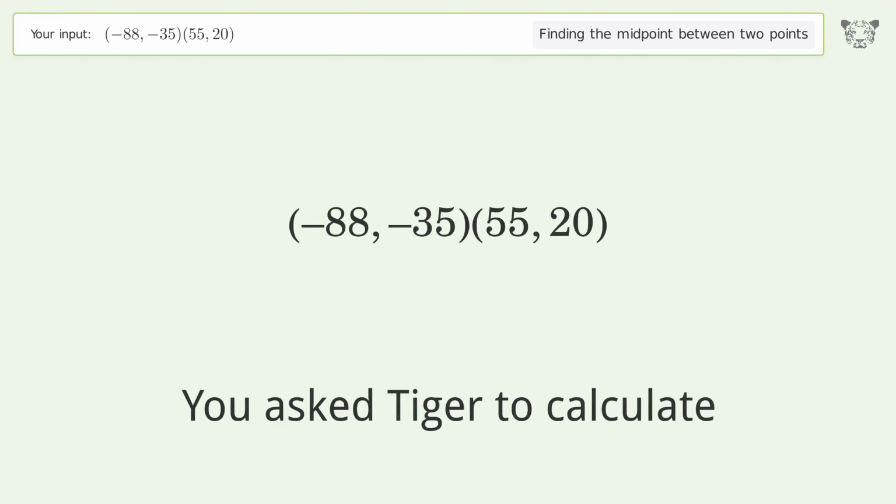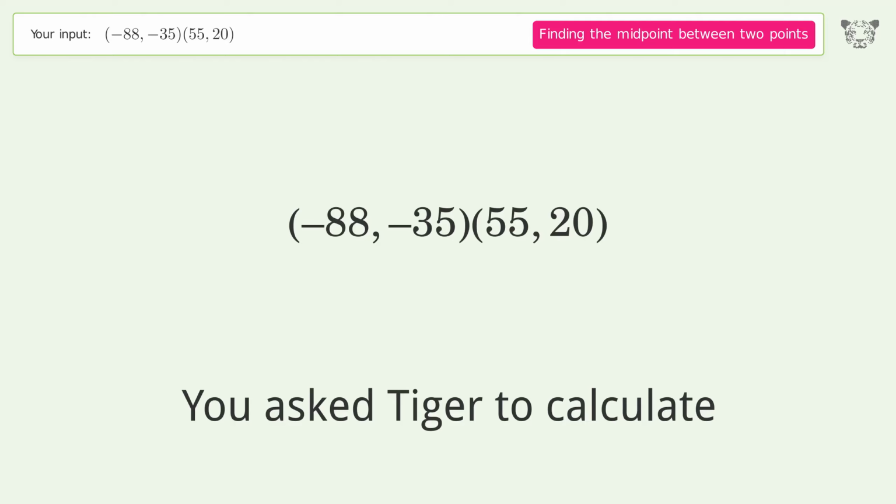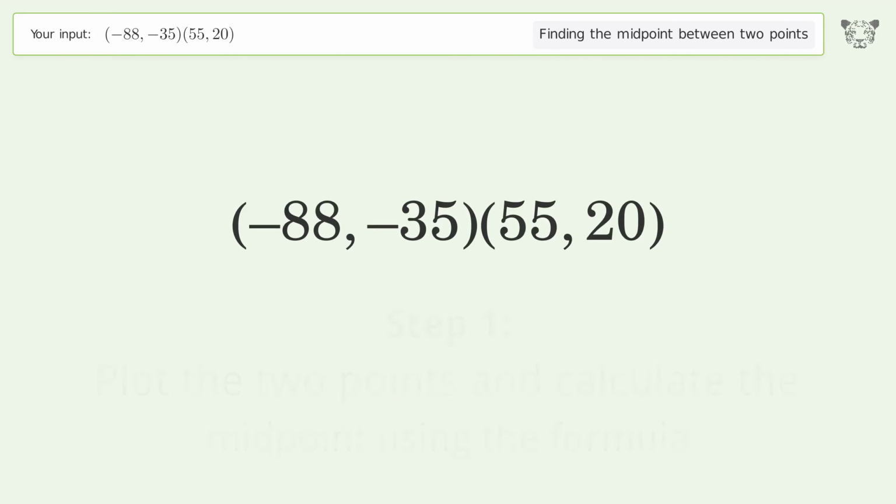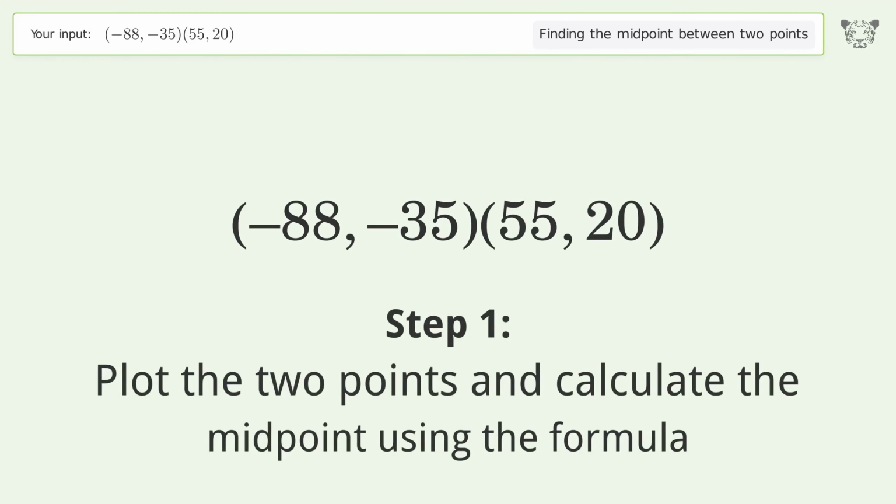You ask Tiger to calculate. This deals with finding the midpoint between 2 points. The midpoint between the 2 points is negative 16.5, negative 7.5. Let's solve it step by step. Plot the 2 points and calculate the midpoint using the formula.